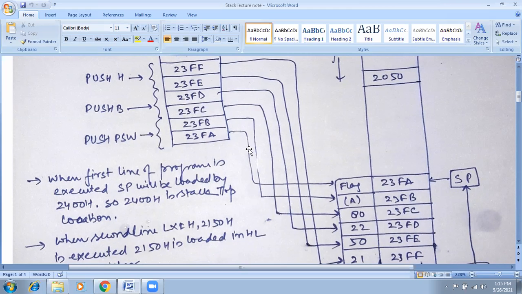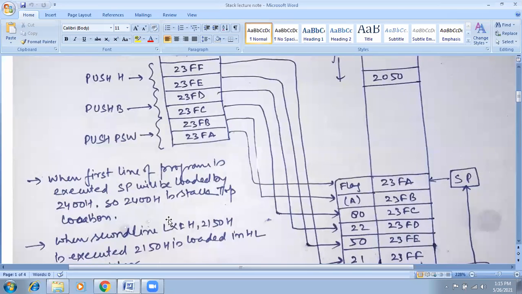Whenever we are executing PUSH PSW, at first the stack pointer content is decremented so that it becomes 23FB, and the content of the accumulator, whatever it may be, is copied in 23FB. Again the stack pointer is decremented by 1 so that it becomes 23FA, and the content of the flag register is copied in 23FA. So after the execution of PUSH PSW, the stack pointer will be showing 23FA.